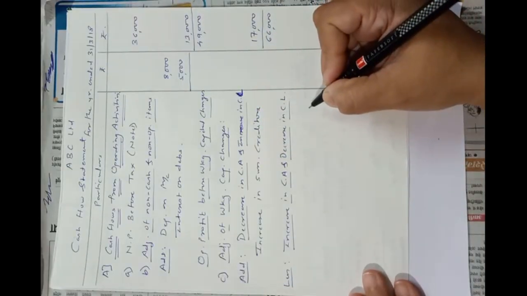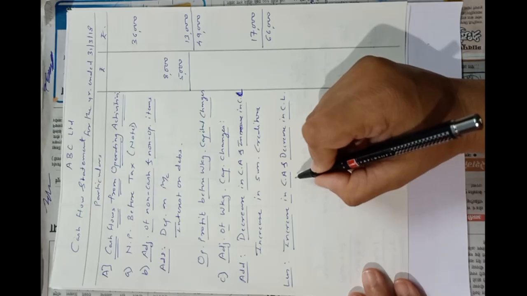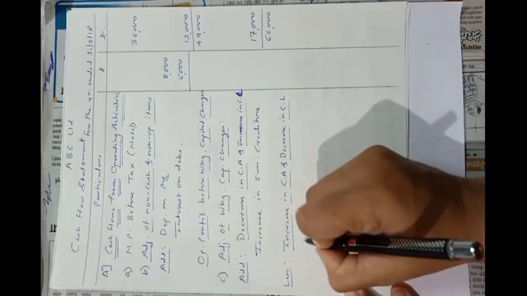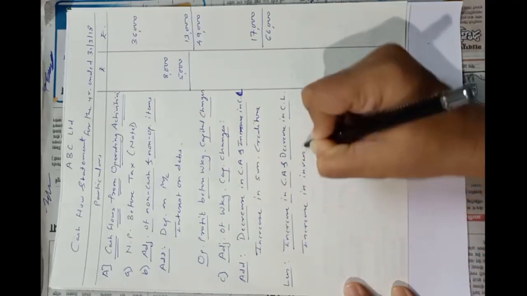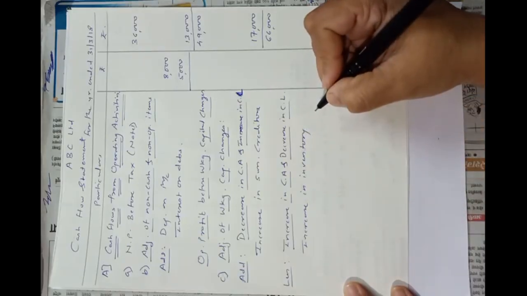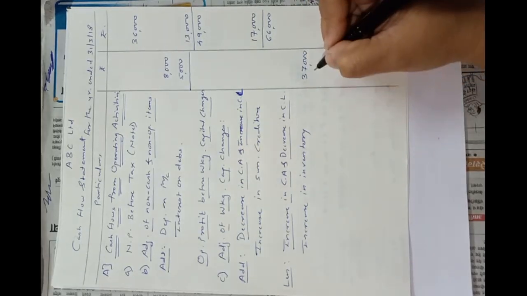Okay, now let's see increase in current asset. We saw that there is increase in inventory from 12,000 to 49,000. So increase in inventory, difference between the amounts, that is 12,000 and 49,000, is 37,000. It is correct, 37,000. एकच करंट ॲसेट आहे.